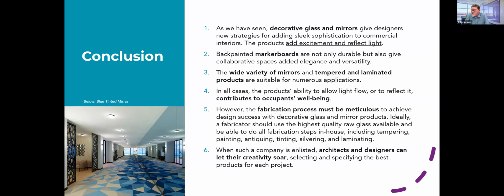However, the fabrication process must be meticulous to achieve design success with decorative glass and mirror products. Ideally, and I've said this, I'll say it again, a fabricator should use the highest quality raw glass available and be able to do all fabrication steps in-house, including tempering, painting, antiquing, tinting, silvering, and laminating. When such a company is enlisted, architects and designers can let their creativity soar, selecting and specifying the best products for each project.